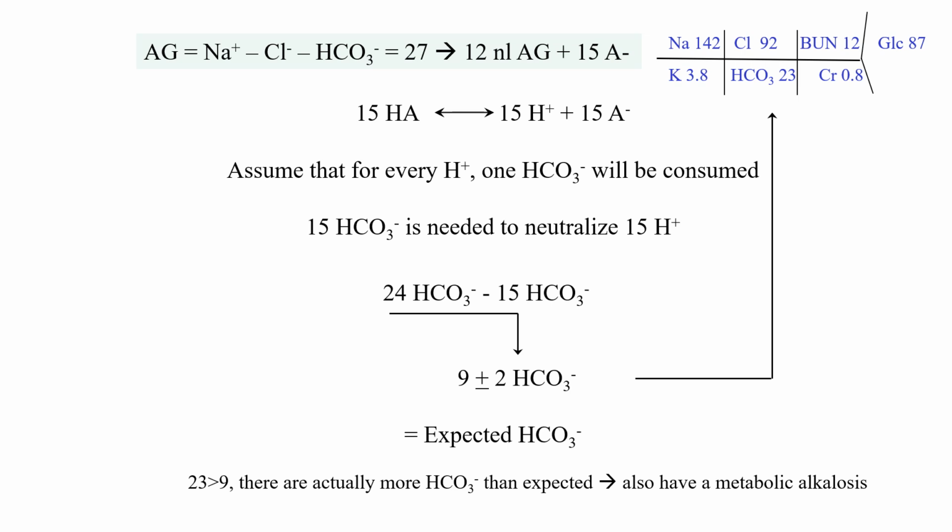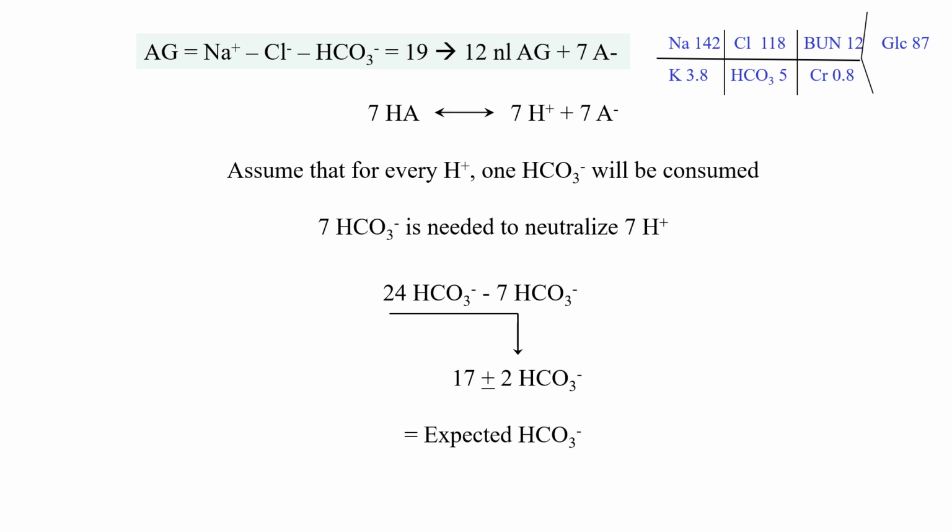These extra bicarbonate suggest that there is another process that causes an increase in serum bicarbonate. A process that can cause an increase in serum bicarbonate is metabolic alkalosis. Bottom line, when we have a measured serum bicarbonate that is greater than the expected bicarbonate, we can deduce that in addition to the high serum anion gap metabolic acidosis that we recognize, we also have a concurrent metabolic alkalosis.